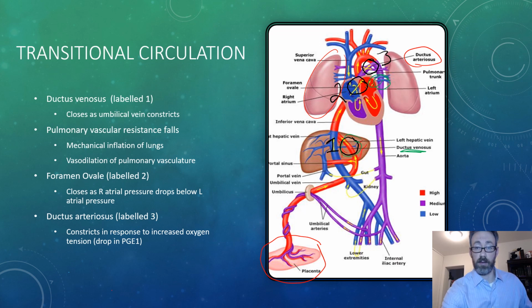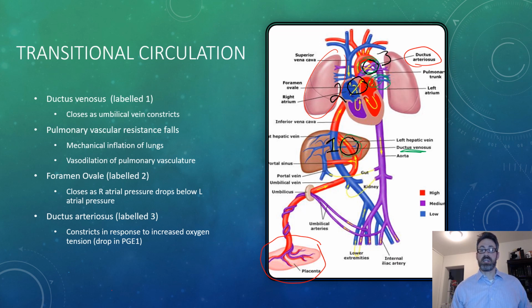That's our shunt over here at point 3. What's important about this is that now you have this closing as well at the same time. And this closes in response to the high oxygen tension because of the lungs. So now when the lungs inflate, we have more oxygen there. This high oxygen tension actually causes constriction of the ductus arteriosus, okay?